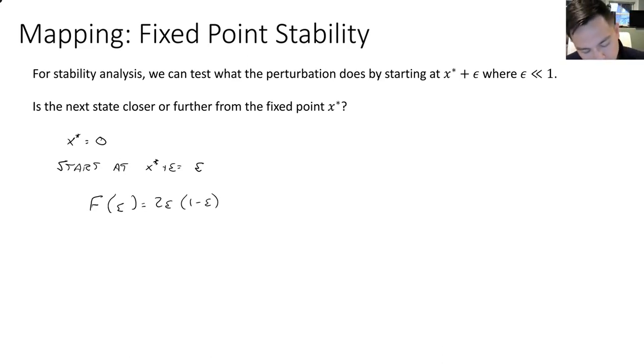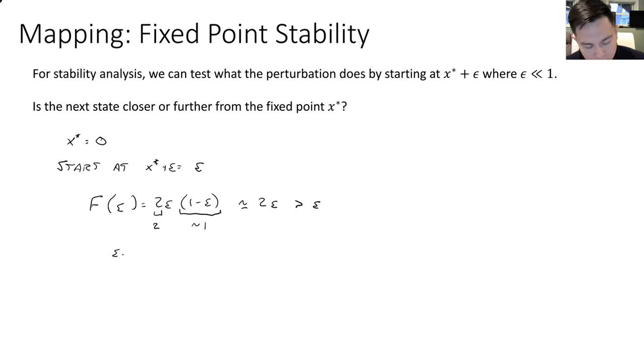Well, we recognize that 1 minus epsilon is approximately equal to 1 because epsilon is very small. And then we have this 2 out front. And so it's reasonable then to assume that this is approximately equal to 2 epsilon, which then of course would be greater than epsilon. This would indicate that taking one step from this perturbed position moves us away from x star equals 0.